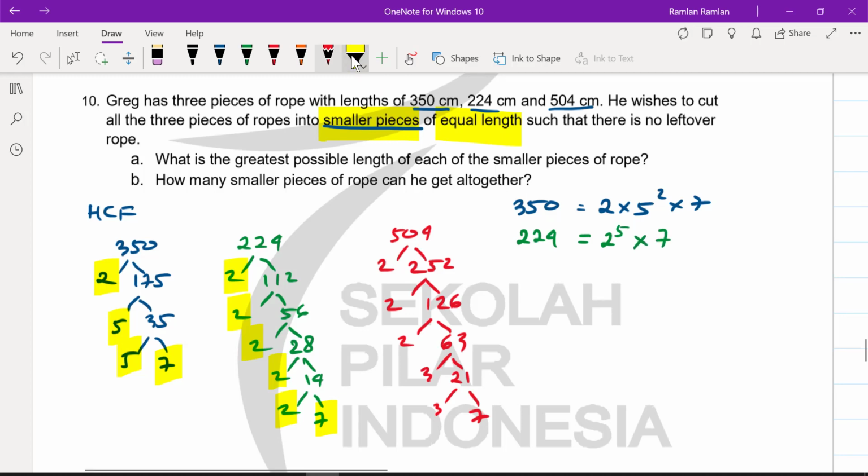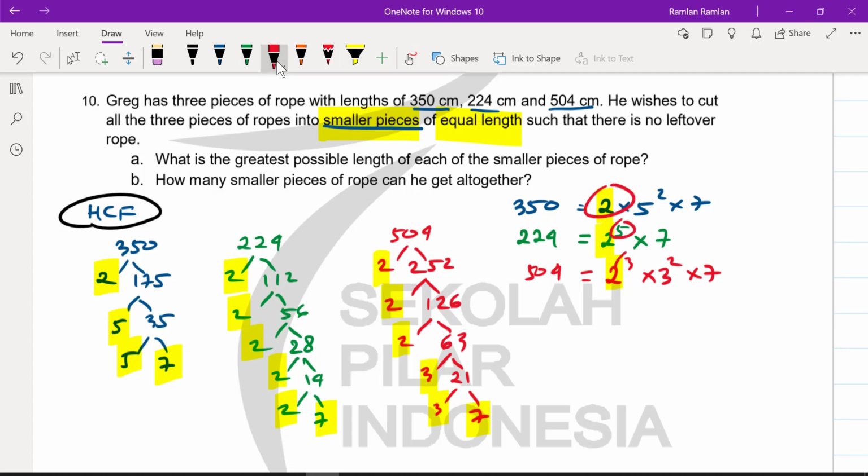And then the last one is 504. That is equal to 2 times 2 times 2 times 3 times 3 times 7. Okay, so that'll be 2 to the power of 3 times 3 to the power of 2 times 7. Okay, now we're looking for the highest common factor. Now we see the number that has the same base, which is 2. So all of these three numbers have a factor of 2. Now for the highest common factor, you are going to take the lowest power, which is this one over here.